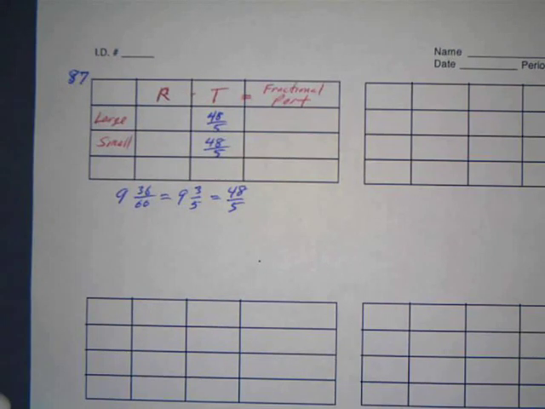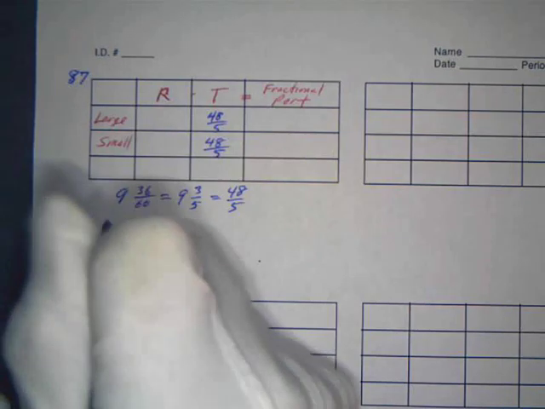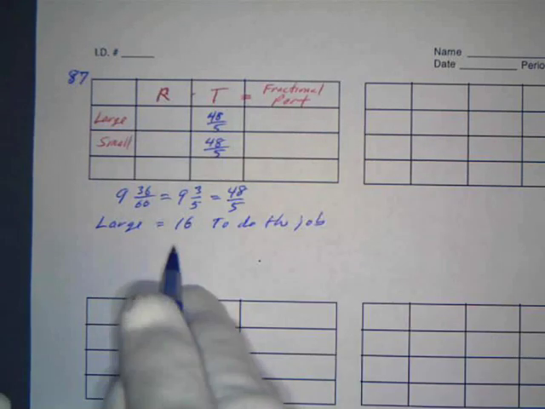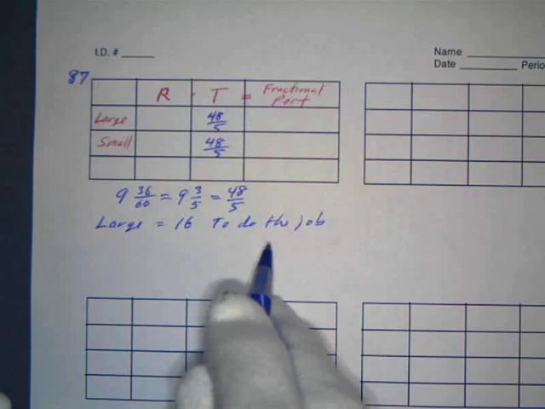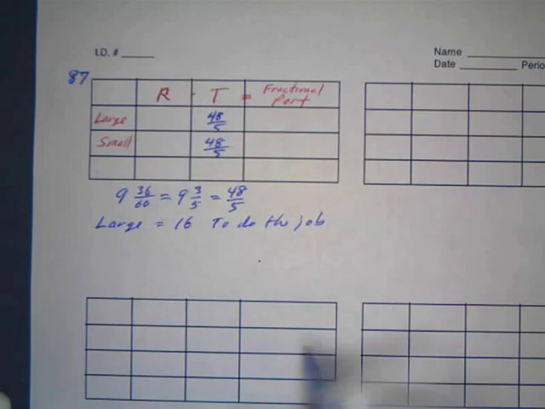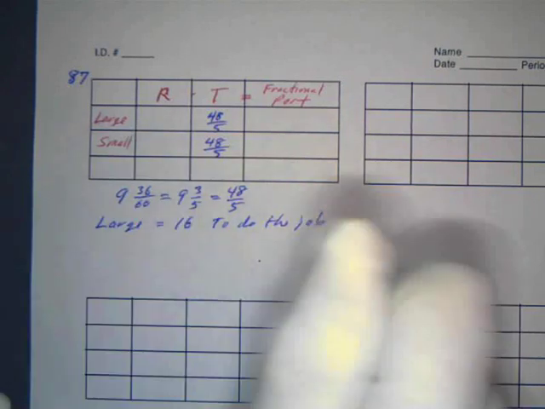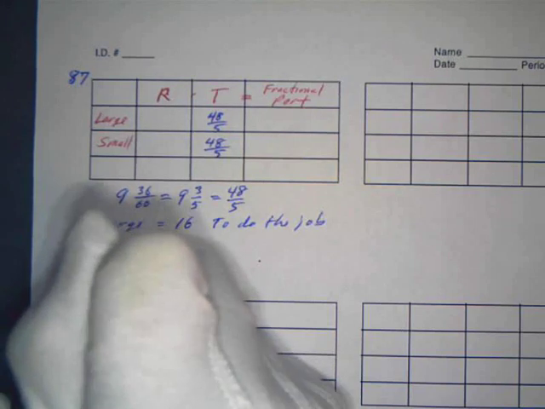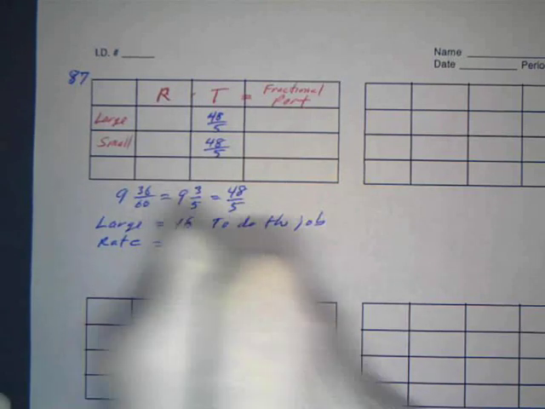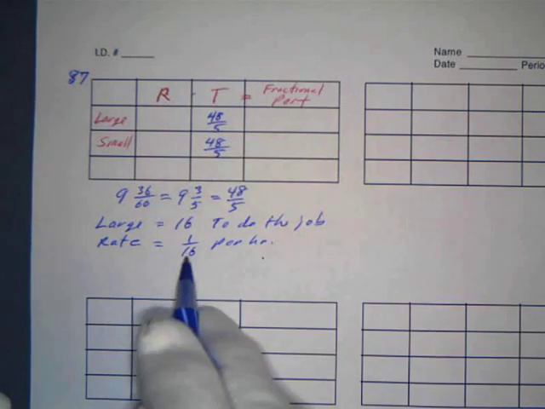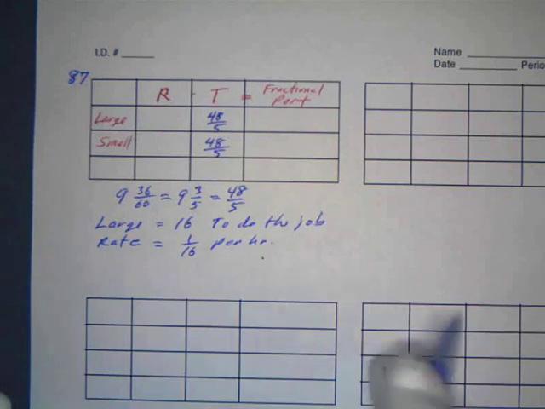Now what's the rate? Well, the larger pipe, it takes 16 hours for the larger pipe to do the job. So the larger pipe takes 16 hours to do the whole job by itself. So its rate, if it's going to take 16 hours to do the whole job, it's going to do 1/16 per hour. So its rate would be 1/16 per hour. In other words, in 8 hours it would do 8/16 or half the job, in 16 hours it would do 16/16 for the whole job. So that's its rate.